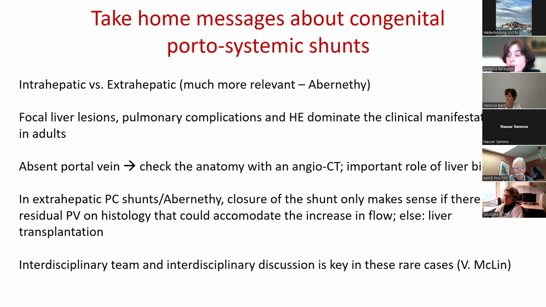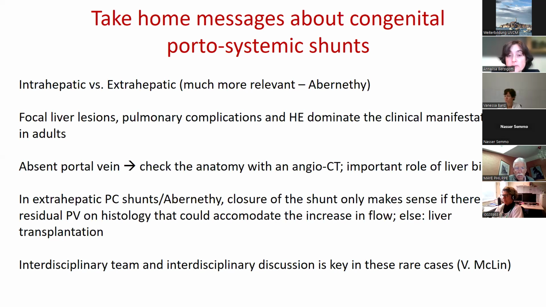These are my take-home messages for this part. Remind important where the shunt is, how large the shunt is. The main complications are the pulmonary complication, focal liver lesion, and hepatic encephalopathy, and then try to classify the type of Abernethy, not only on imaging, but also with a liver biopsy, if you cannot go further with imaging.